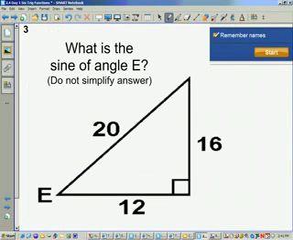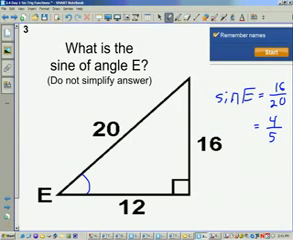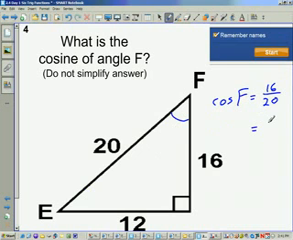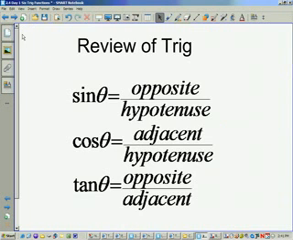The sine of angle E again down here, the sine of E is 16 over 20. Since we're not using clickers, we can just reduce that. We can divide both by 4, so that would be 4/5. The cosine of angle F. Now we have to look at angle F. Cosine of angle F is going to be 16 over 20. Again, divide by 4 to get 4/5. All right, so there's the answers.